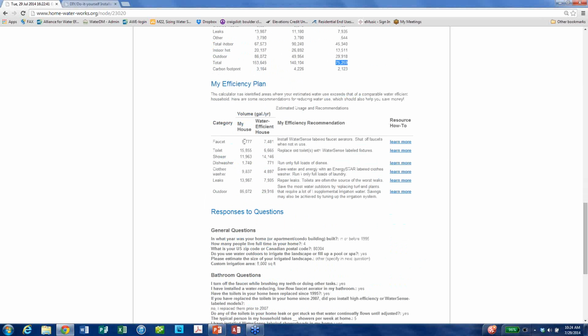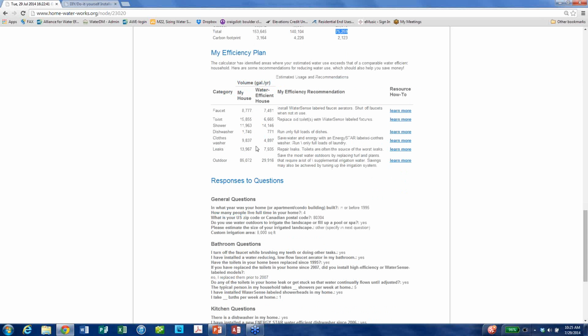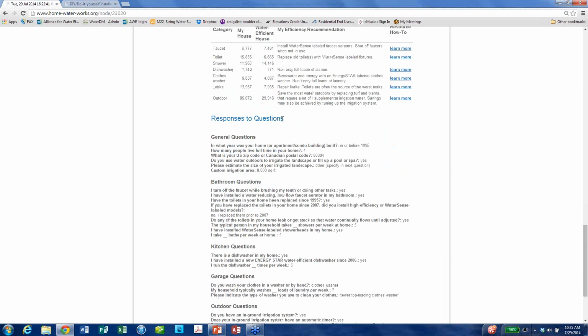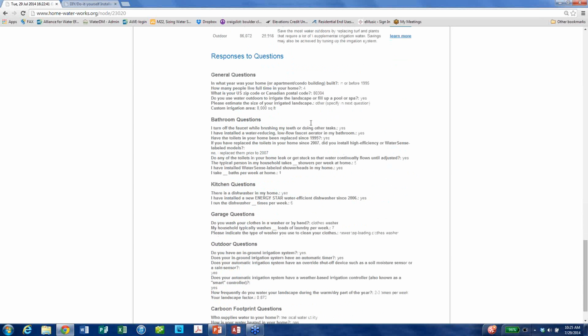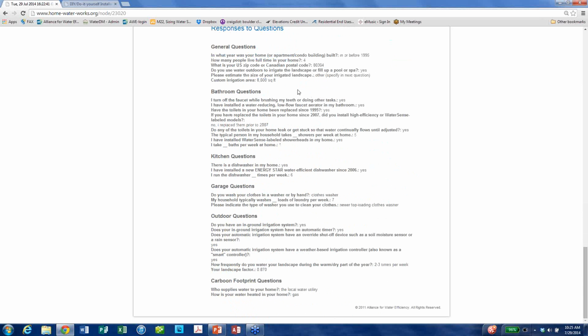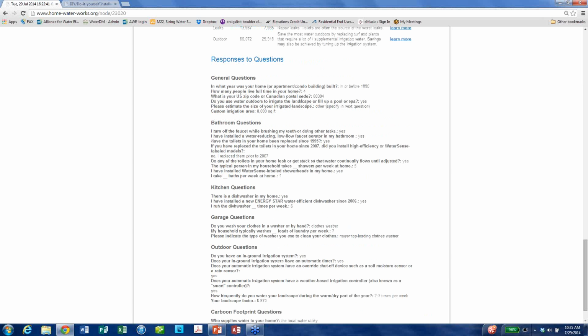So my faucet use was higher. So I get a tip here with a link to help me reduce faucet use. My toilet use was higher, way higher. So I'm getting a recommendation to replace my old ULFs with WaterSense labeled HETs. Shower use, same thing, dishwashers, clothes washers, all the way on down. And then here is a recap at the very end of all the ways that I answered the questions.